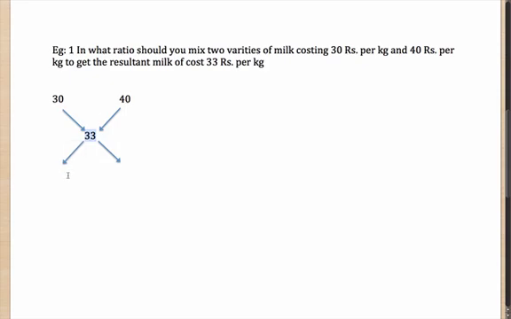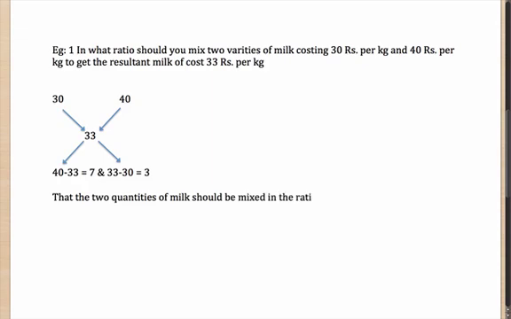Well, how much is 40 minus 33? 40 minus 33 is 7. And how much is 33 minus 30? 33 minus 30 is 3. So you can simply say that the two quantities of milk should be mixed in the ratio of 7:3. That's it. Nothing else is required. You can just simply apply the alligation: higher value minus the value you want to achieve, and the value you want to achieve minus the lower value.